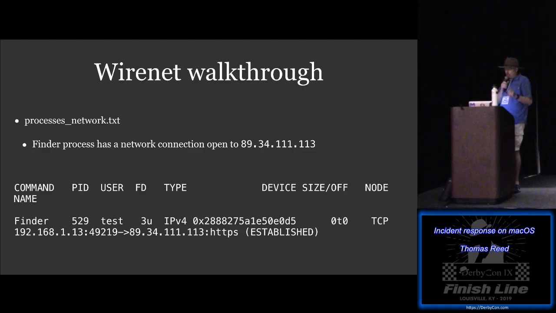Now we can look a little more in depth at the processes, and we find something very interesting in the network activity. We see that the finder process has a network connection open to some IP address. And we could go and look that up. If you looked that up now, you would find information about WireNet. But you might not actually find anything at the time if it's an unknown threat, if it's something nobody's ever seen before. But it does give you a nice piece of information.